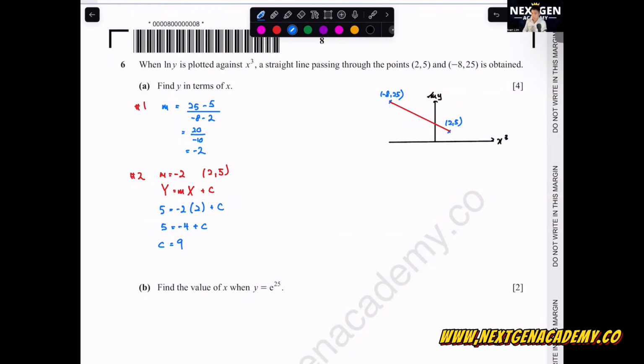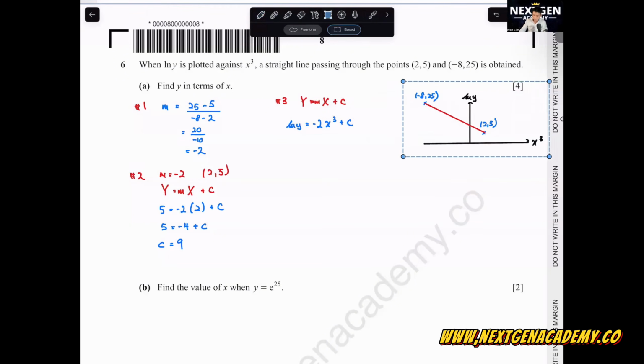Okay, are there other ways to do this question? Definitely have. You can do simultaneous equation also, but I prefer you all to stick to this one method. Otherwise, you'll get confused. In the third step, only you're going to change it to the x and y value that's given to you. So this step again, you put into y equals mx plus c. Now you change it to ln y equals to minus 2x cubed plus c. So remember step 1, step 2, don't go and change it first.